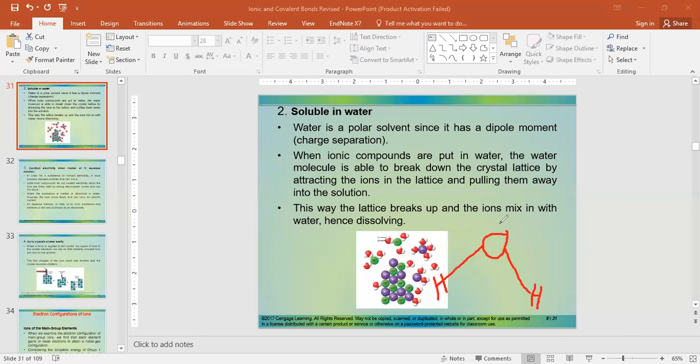So we say that these two elements have different electronegativities, and therefore you would expect the electrons to be closer to oxygen than they are to hydrogen. So you will have the shared electrons closer here.